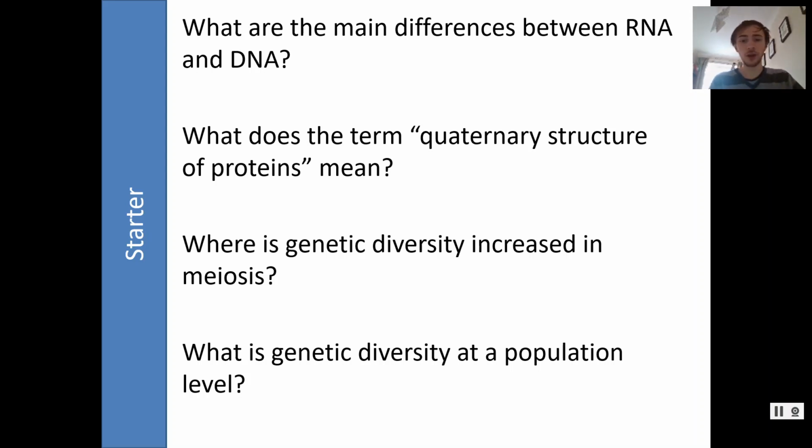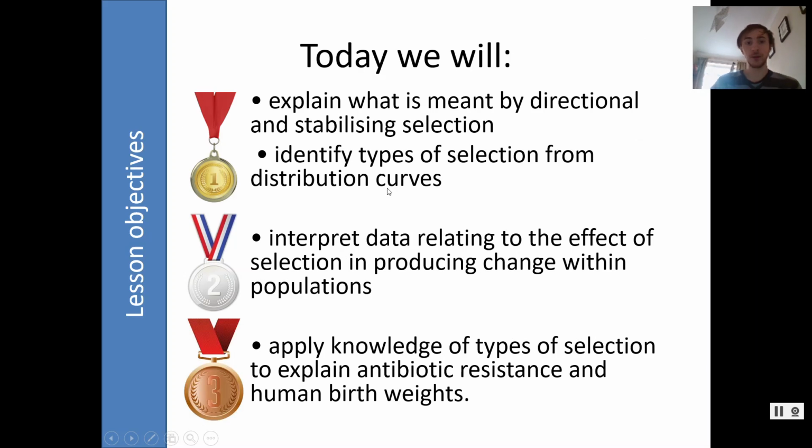So, where is genetic diversity increased in meiosis? Crossing over, independent segregation, and hopefully that's quite straightforward for people. And what's genetic diversity at population level? We're talking about the variety and number of different types of alleles found in a population. Fine.